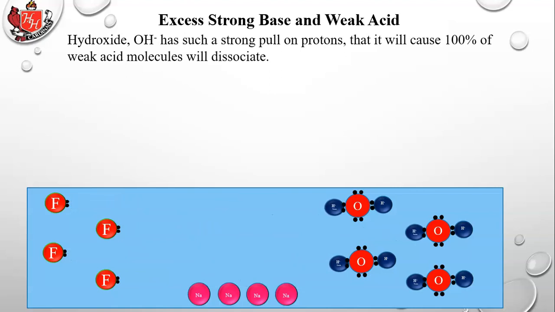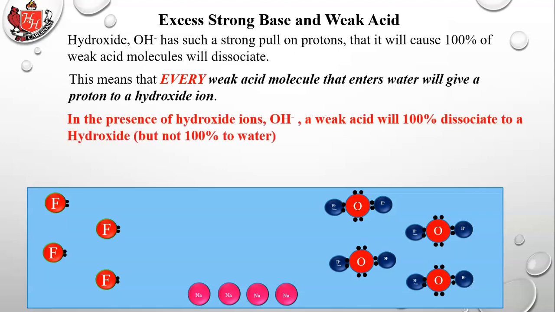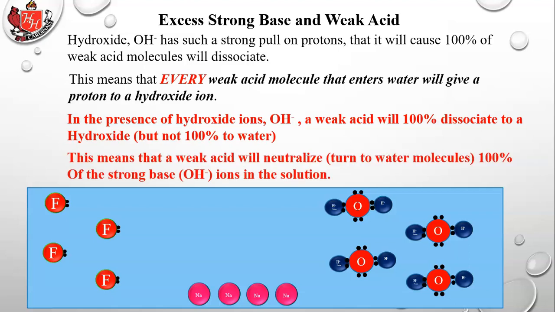The hydroxide OH- has such a strong pull on protons that it will cause 100% of the weak acid molecules to dissociate. This means that every weak acid molecule that enters the water will give a proton to a hydroxide ion. In the presence of hydroxide ions OH-, a weak acid will 100% dissociate to a hydroxide, but not 100% to water. This means that a weak acid will neutralize, turn to water molecules, 100% of the strong base OH- ions that are in solution.